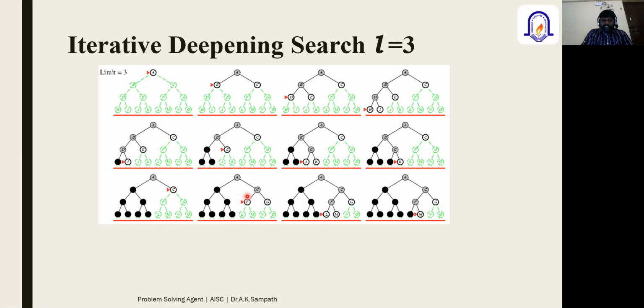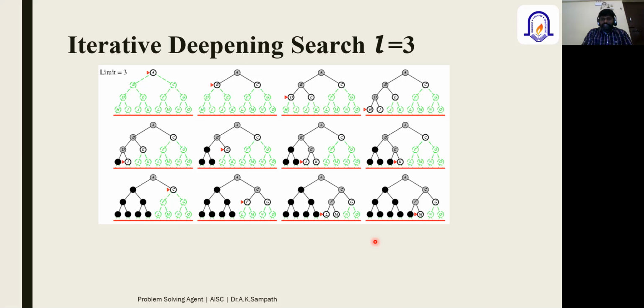Again, if the goal node is not present in C's left subtree, it travels back to its root C, and C's right subtree, which is G, will be visited, and then N and then O will be visited. This process will continue until it finds a goal node.